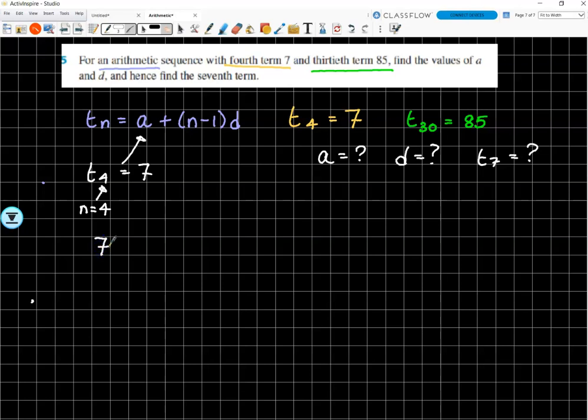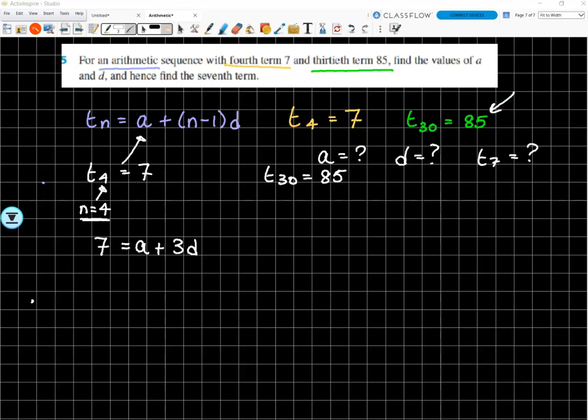So T4 will be 7. Agreed? Equals, I don't know what A is. I do know what N is. N is 4, so 4 take 1. Are you happy I can write 3? Thanks. And I don't know what D is. So I've got an equation with 2 unknowns. Lucky for me, I've got a second piece of information here. And I'm going to do exactly the same thing with that.